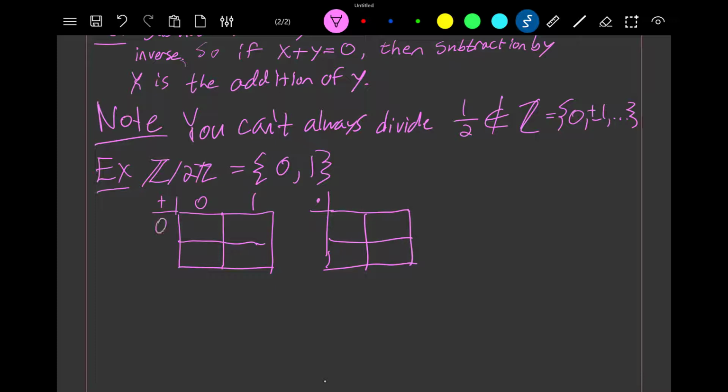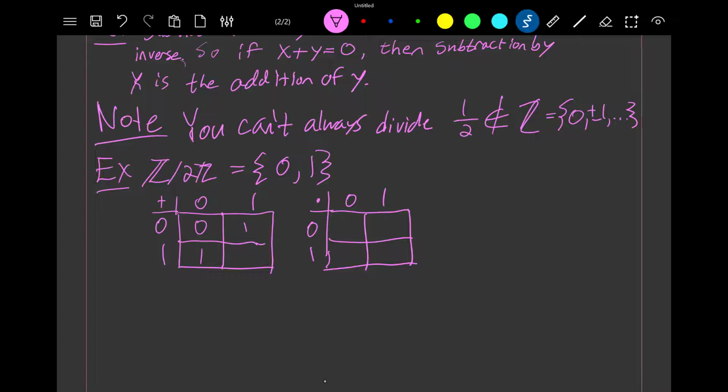So 0, 1, 0, 1. If we have 2 elements, we know any ring has to have 2 elements because we're guaranteed by the axioms a 0 element and a 1 element that's not 0. And because of the addition, we know 0 plus anything is itself. And then what is 1 plus 1? Well, this has to be 0 here.